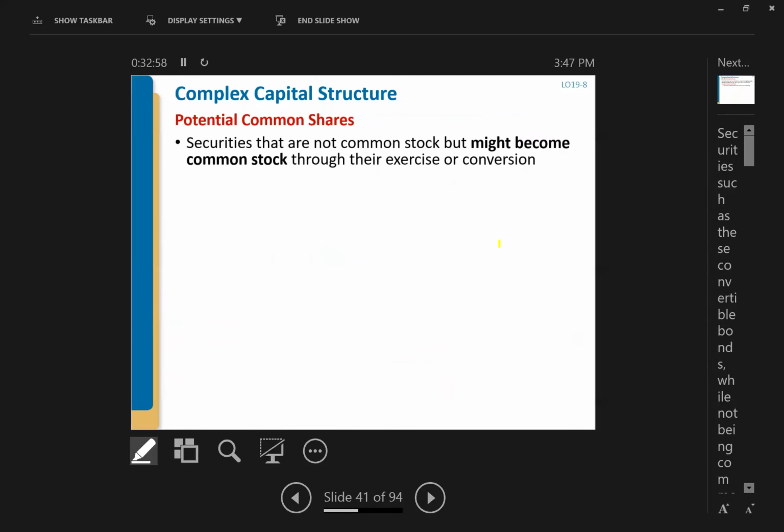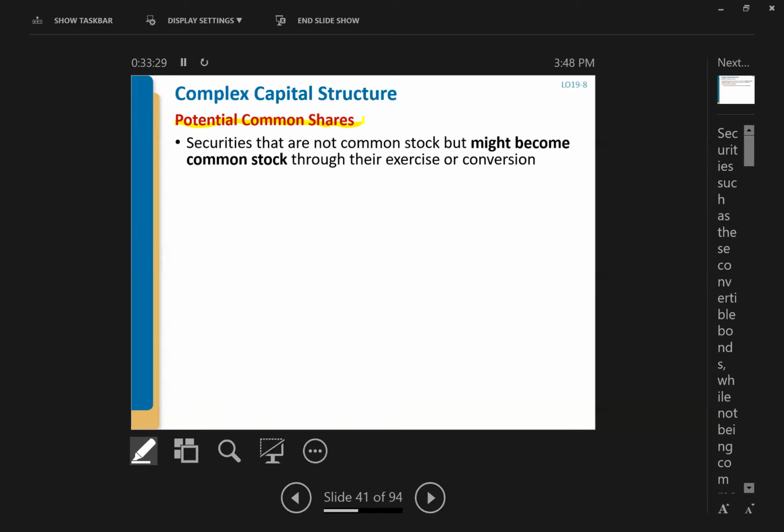That moves us then into a complex capital structure. Potential common shares. When we're talking about basic, it does include preferred stock. But when we're talking about a complex capital structure, what we're really addressing is the potential common shares from other things: securities that are not common stock but might become common stock through their exercise or conversion.